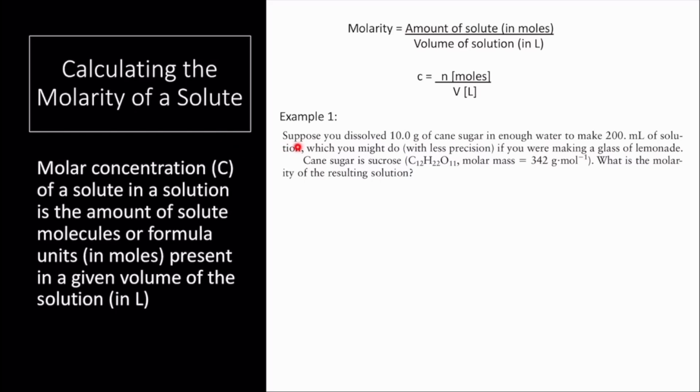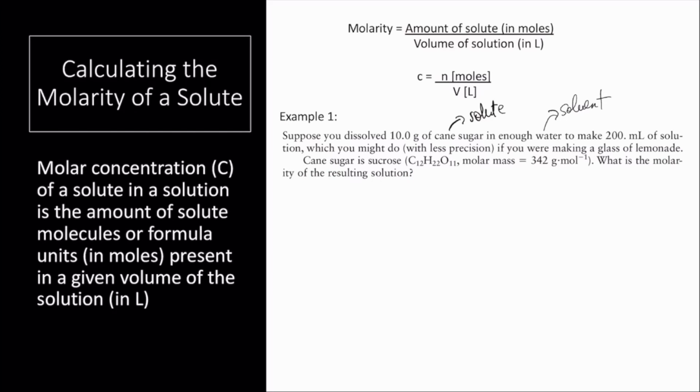Let's go over one example to show you how to use this equation by calculating the molarity of a solute. Example 1 says, suppose you dissolve 10 grams of cane sugar in enough water to make 200 milliliters of solution, which you might do with less precision if you were making a glass of lemonade. Okay, so from this sentence we see that cane sugar is the solute and water is the solvent. Then it continues, cane sugar is sucrose with this molecular formula and this molar mass. What is the molarity of the resulting solution?